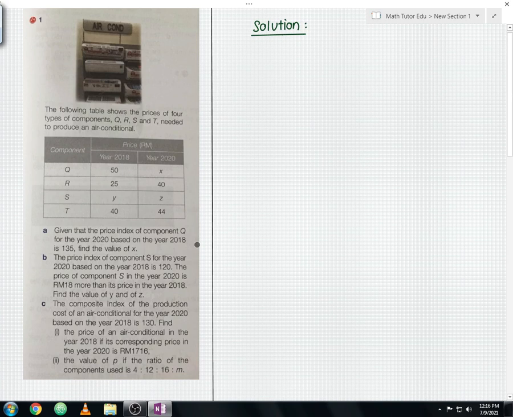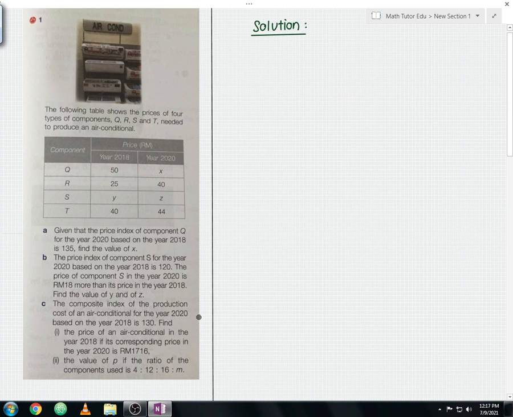Given that the price index of component Q for the year 2020 based on the year 2018 is 135, find the value of X. For the question part B, the price index of component S for the year 2020 based on the year 2018 is 120. The price of component S in the year 2020 is 18 ringgit more than its price in the year 2018. Find the value of Y and of Z. So this is for the question part B.